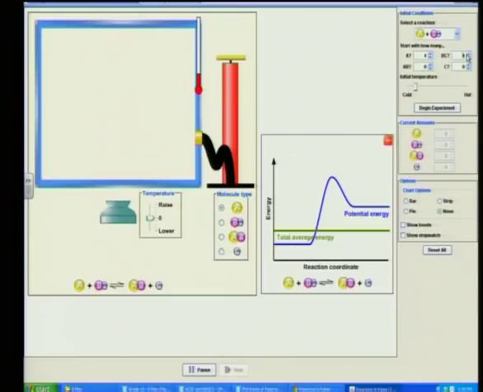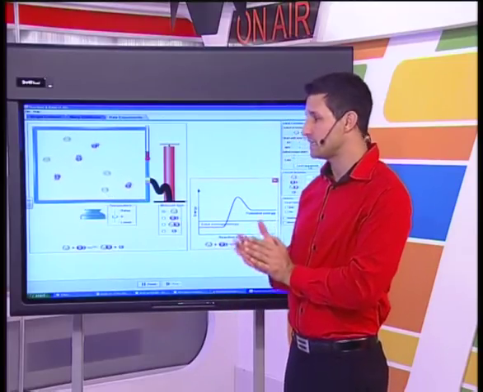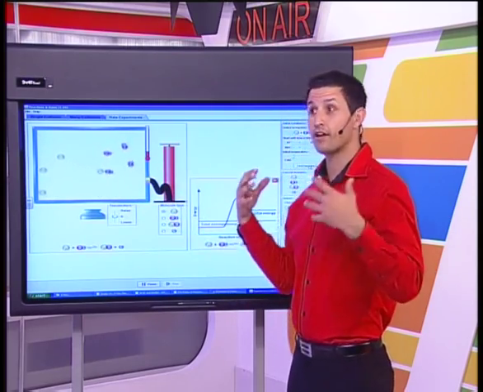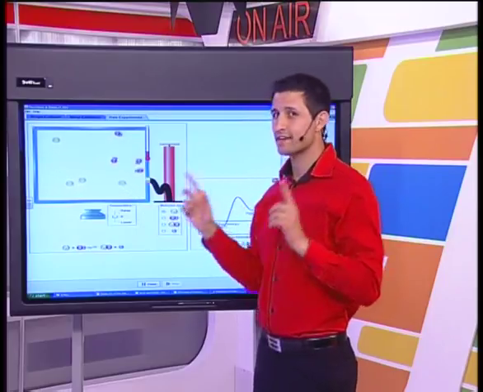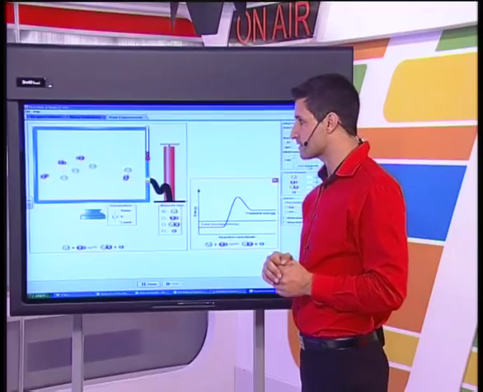Now, as I begin my experiment, what I'll notice is that they are bumping into each other. So the first requirement for an effective collision is being met. I can see that A, the yellow ones, is colliding with BC, the purple and blue ones, and they're just flying around. Nothing is happening yet. My yellow dots and my blue and purple dots aren't changing. No reactions are taking place.